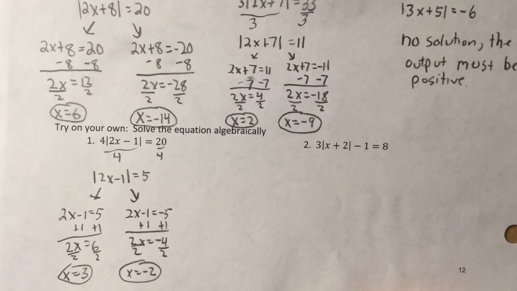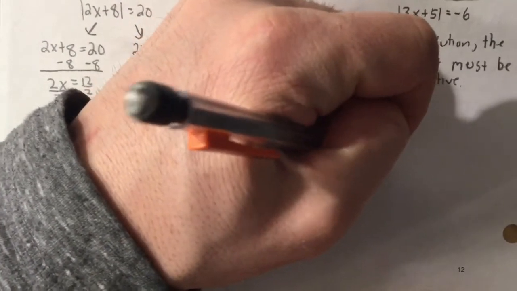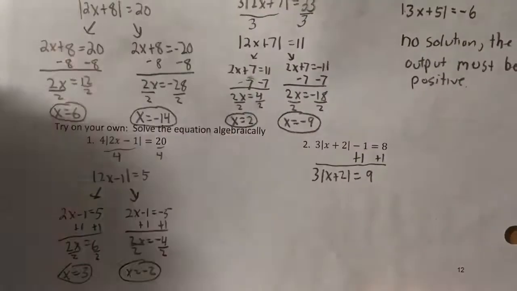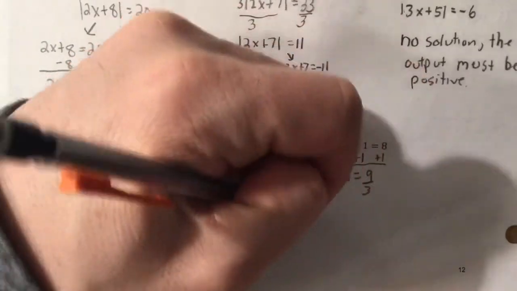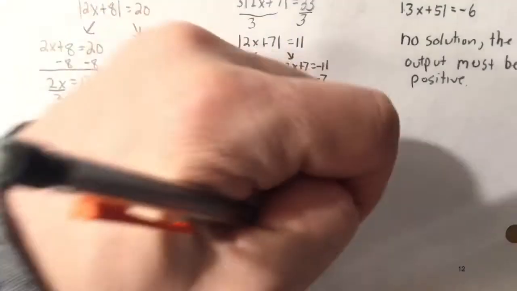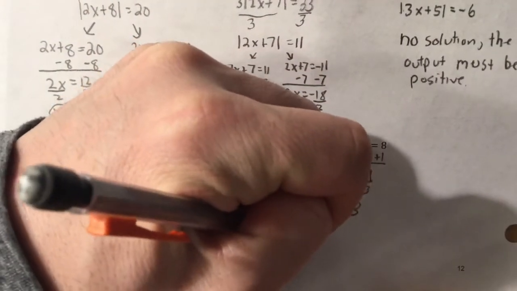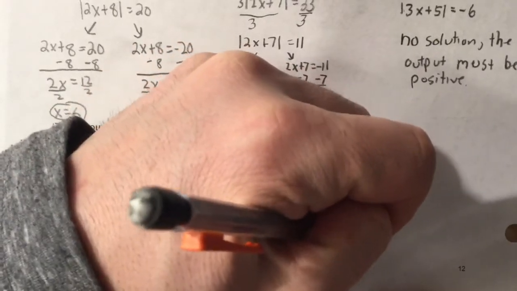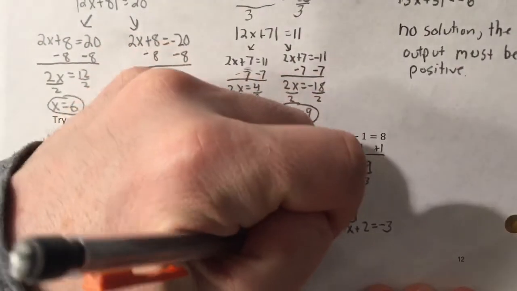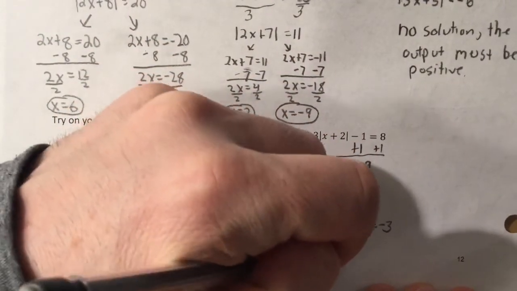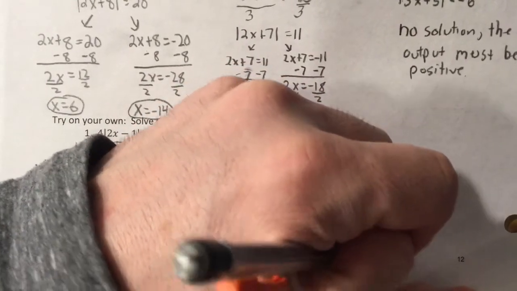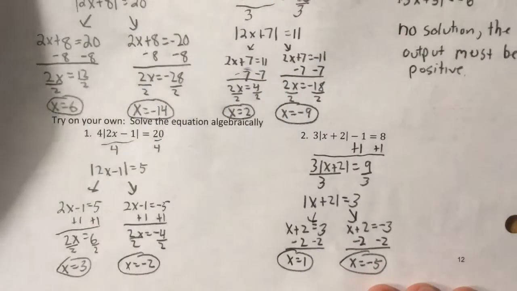For example 2, I'd have to add 1 first, because again, I'm undoing the addition and subtraction. Then divide by 3 to undo that multiplication. And the way I undo an absolute value is to rewrite as two separate equations: x plus 2 equals 3, and x plus 2 equals negative 3. When I subtract 2, I get x equals 1, and subtract 2, x equals negative 5.